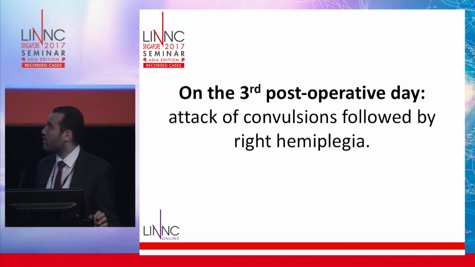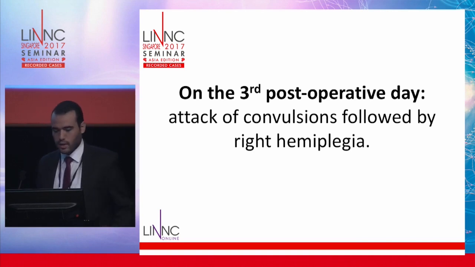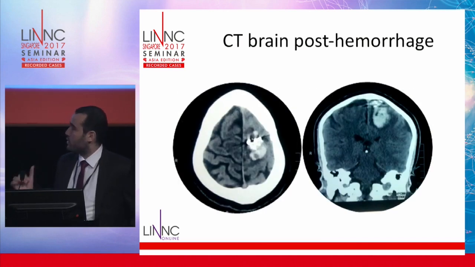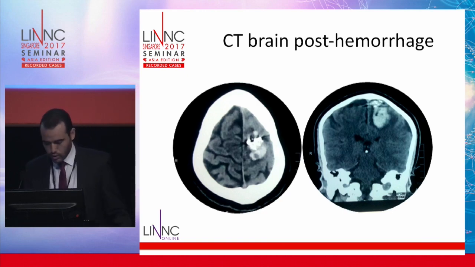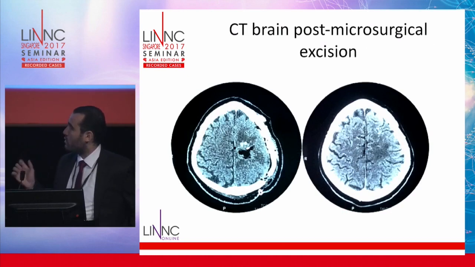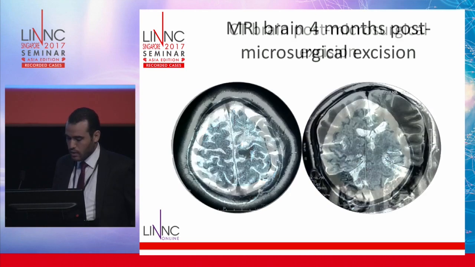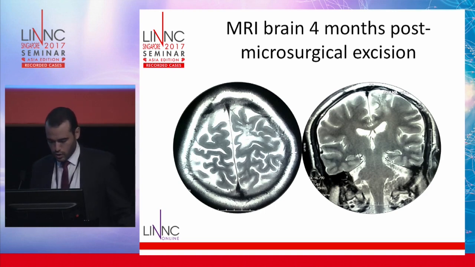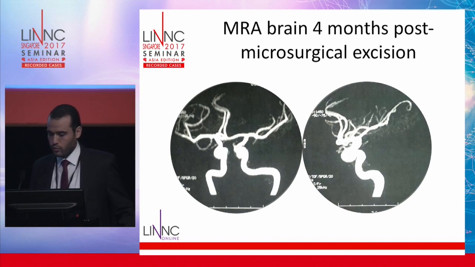He came again in the evening following one attack of convulsion with right side hemiplegia, grade 0. CT brain of the patient showed the deep intracerebral hemorrhage deep to the nidus of the AVM. The patient was operated on the next day in the morning by microsurgical evacuation of the hematoma and excision of the AVM. This is CT brain post-operative after the second operation. The patient recovered well with improvement in the motor power. After 4 months, the patient was nearly free. This is MRI 4 months post-microsurgical excision and MRA 4 months post-excision.